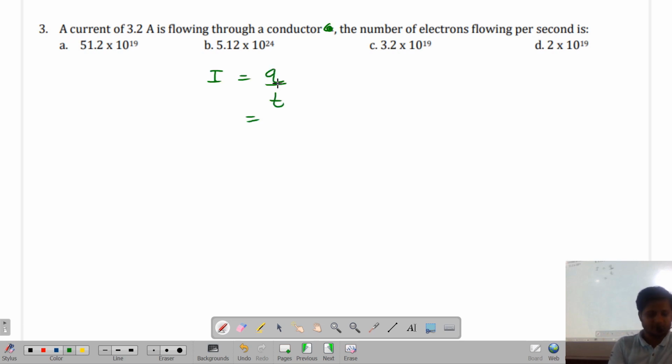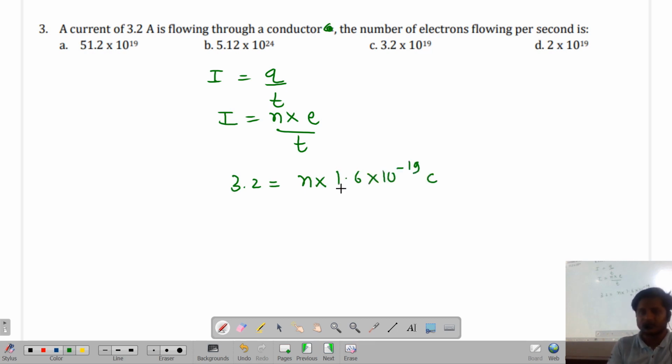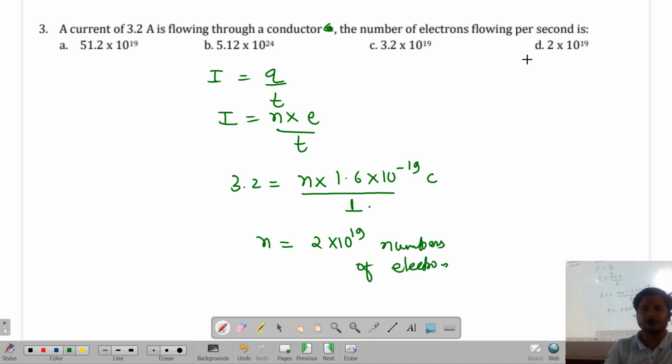Yes or no? Now if some charges are going to move, like a number of electrons is going to move, so N into charge of 1 electron divided by time is equal to current. So 3.2 is equal to number of electrons into charge of 1 electron, that is 1.6 into 10 to the power of minus 19 coulomb. Time is 1 second. If you put it, you get N is equal to 2 into 10 to the power of 19 electrons. Yes or no? Tell me. Are you able to get it now? Option D is correct. Got it?